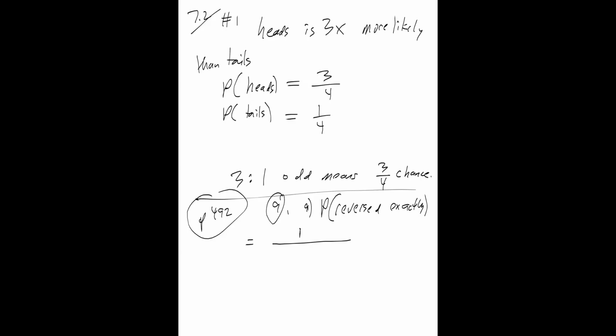Well, there's 26 letters that could go first, 25 letters that could go second. There's 26 factorial total options that could happen for that. So the probability it'll be reversed exactly is 1 chance out of 26 factorial, which is a very small fraction, a very big bottom and a 1 on the top. So it's a very small probability.